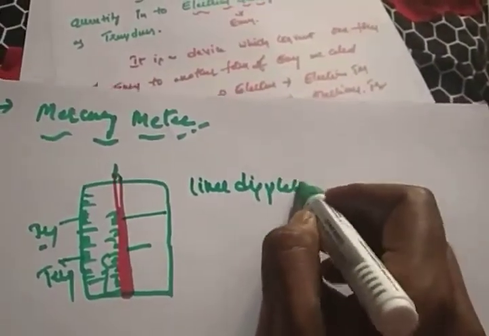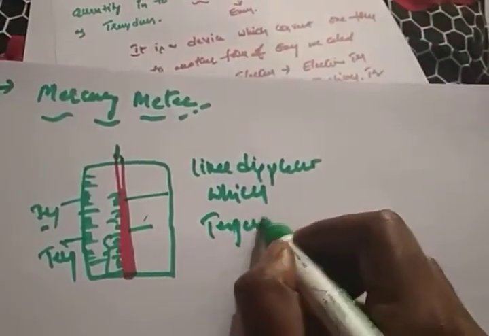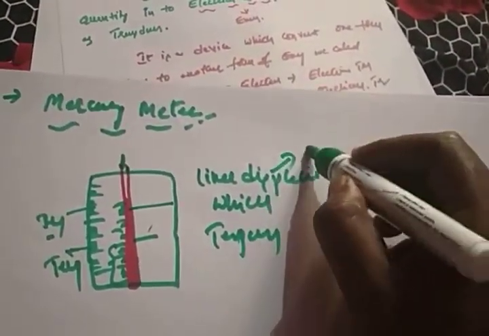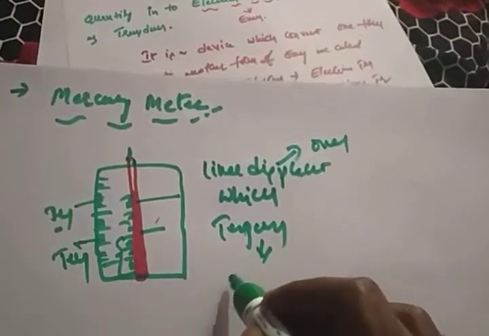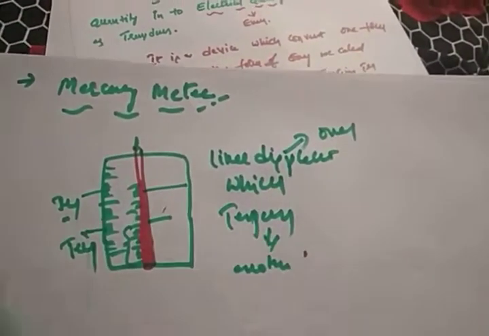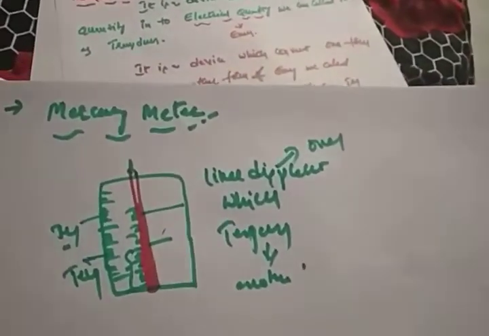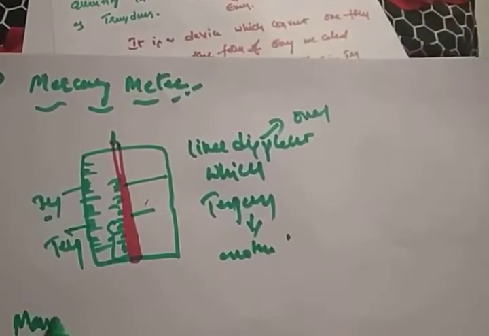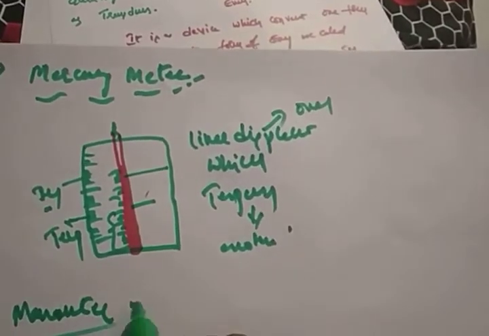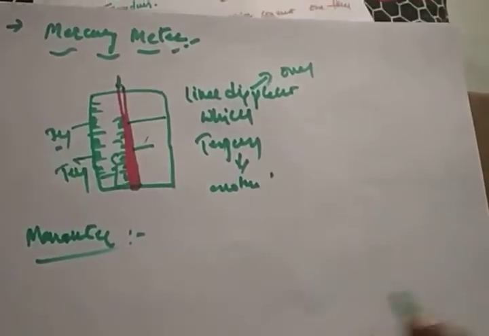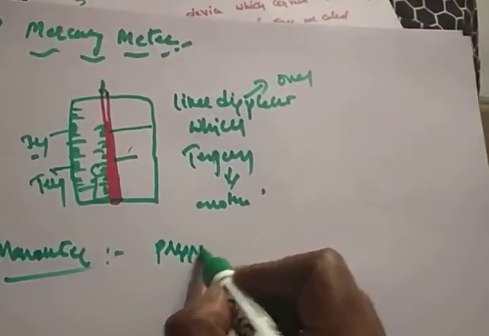So that's the linear displacement which is converted to temperature, right? Displacement is one form of energy, temperature is another form of energy. So this is called a transducer. Alright, and one more example is a manometer. You already studied the manometer. A manometer can be used to find the pressure of a liquid.